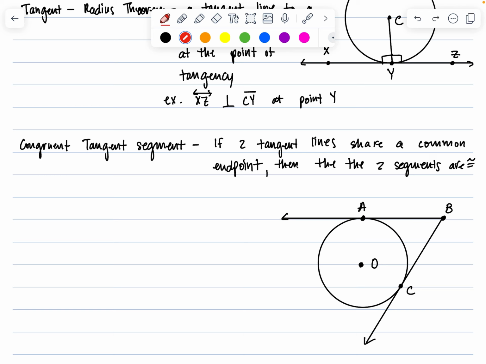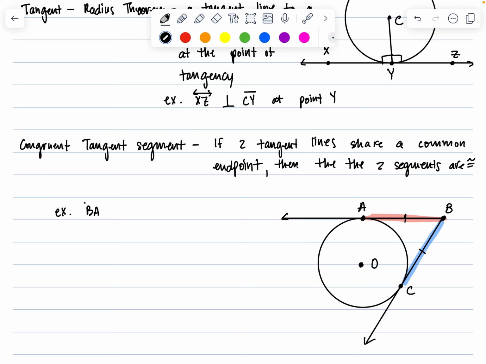So what this means is we have two tangent lines. Let's highlight them. I'm going to use red. So that's one tangent line. And then I'm going to do blue. Another tangent line. These are two separate tangent lines, and they both meet at B. When you have this, these two segments are going to be congruent.